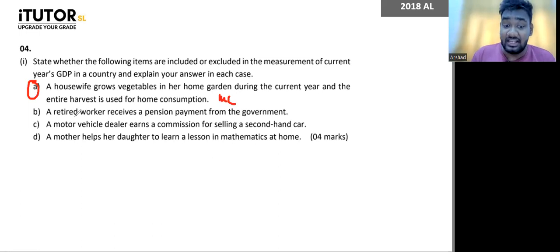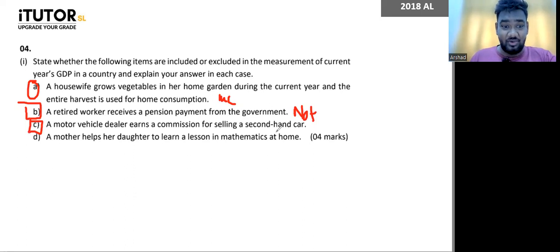So we include. First one is included. Second one, a retired worker receives a pension from the government. Do we include this or not include? What about this? This is not included. Why is it not included? Because this is a transfer payment. Remember, we talked about pensions and all. These are transfers, money that you're just getting unilaterally. So no productive economic activity is taking place. So we can't include.